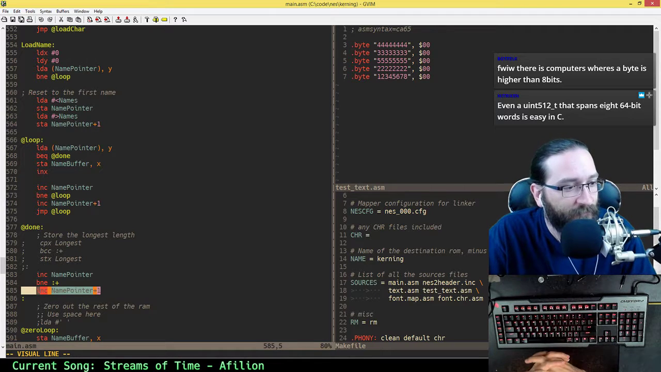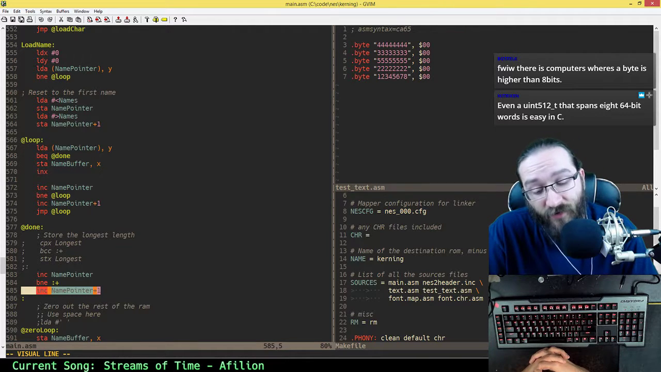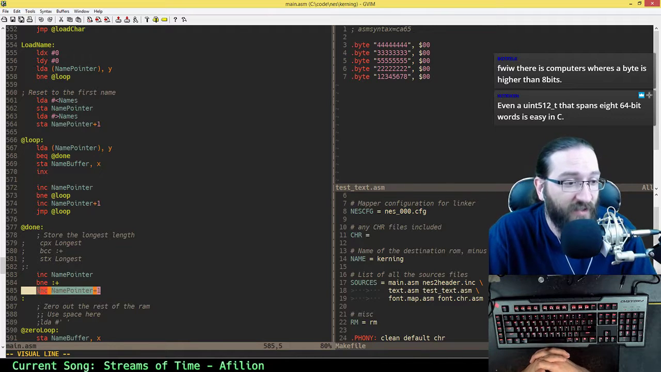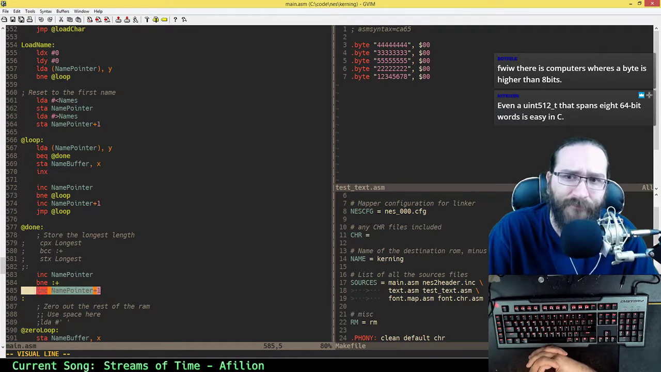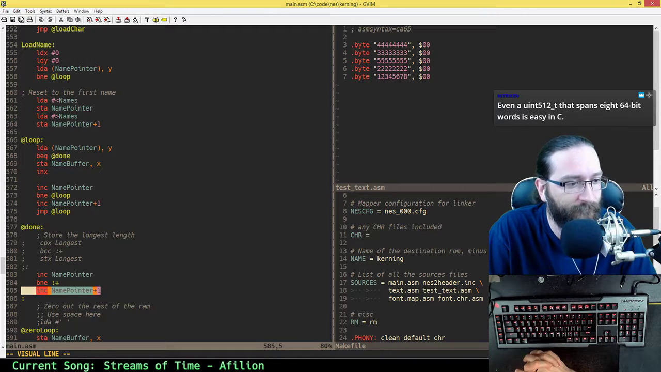Botfelk, how you doing? For what it's worth, there's computers where a byte is higher than 8 bits. I mean, you're not wrong. I don't think they're nearly as common anymore as they used to be, though. But yes, there were, anyway, computers that did not have the typical 8-bit bytes. Yeah.